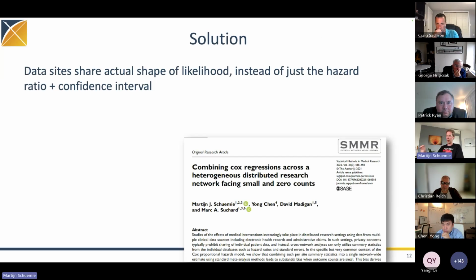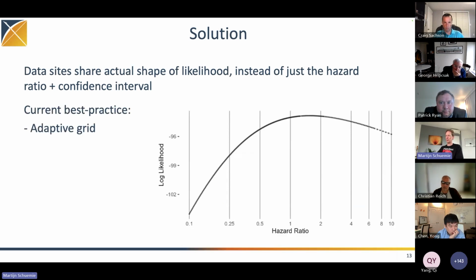And so the solution that we published a while back is, I would say, pretty straightforward. Instead of this idea of just a point estimate with a confidence interval, why don't we actually just communicate the full shape of that likelihood curve? Our current best practice is what we call adaptive grid, where we just basically sample the likelihood at various hazard ratios.